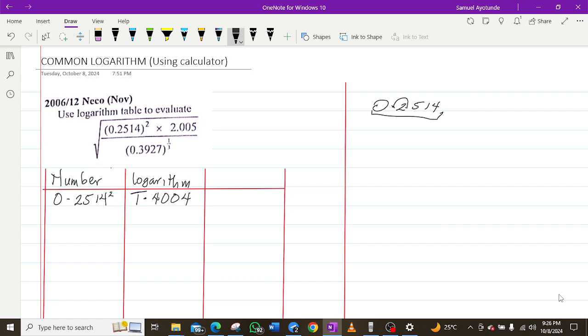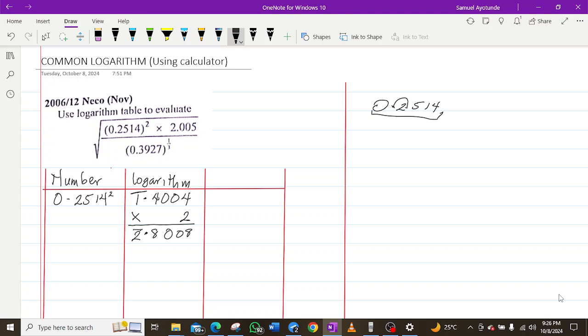To square this, we have established previously that if we have power, we multiply. So I'm multiplying by 2. So let's evaluate our multiplication. 2 times 4 is 8. 2 times 0, 0. 2 times 4, 8. And 2 times 1 bar is the same thing as 2 times minus 1, which is minus 2. So we have 2 bar point 8008.